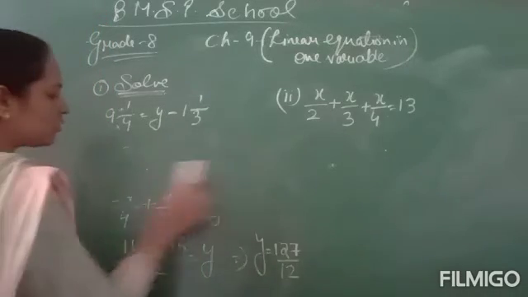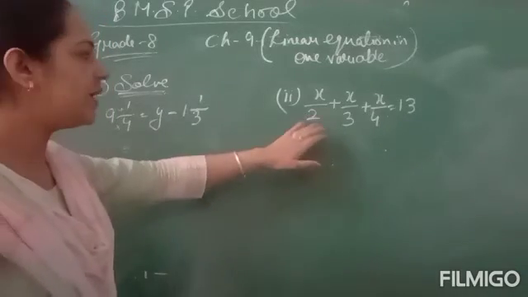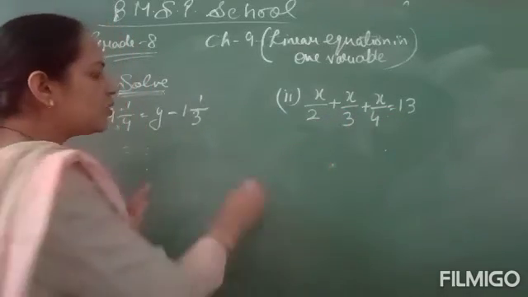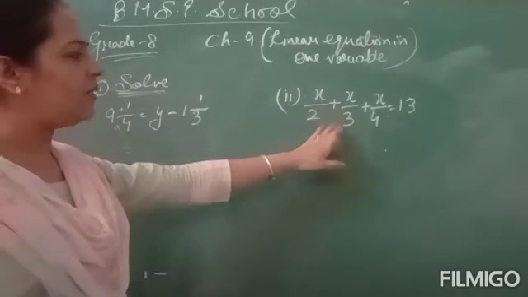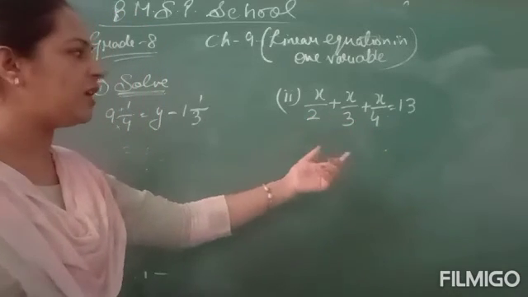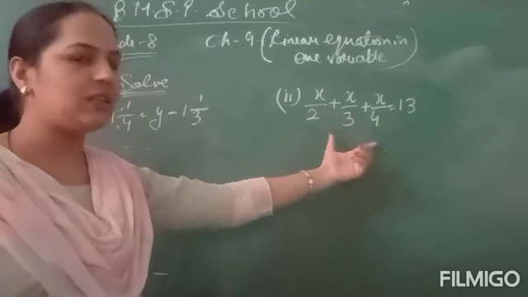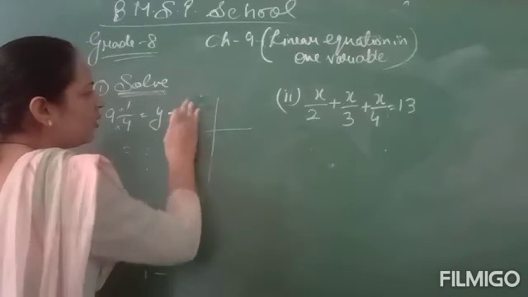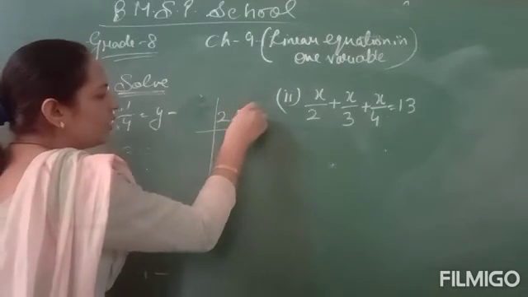Okay, the next question I am solving for you. Here is x by 2 plus x by 3 plus x by 4 is equal to 13. If I apply the butterfly way, because I have to add these terms, it will be lengthy. So I will take the LCM of 2, 3 and 4.